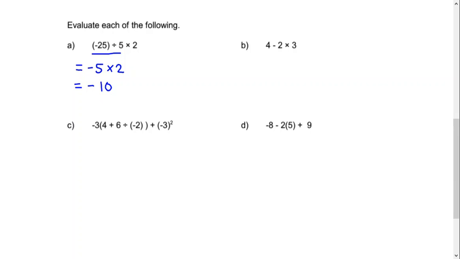For part B, I have to do my multiplication first. Negative 2 times 3 is negative 6. And 4 take away 6 is negative 2.